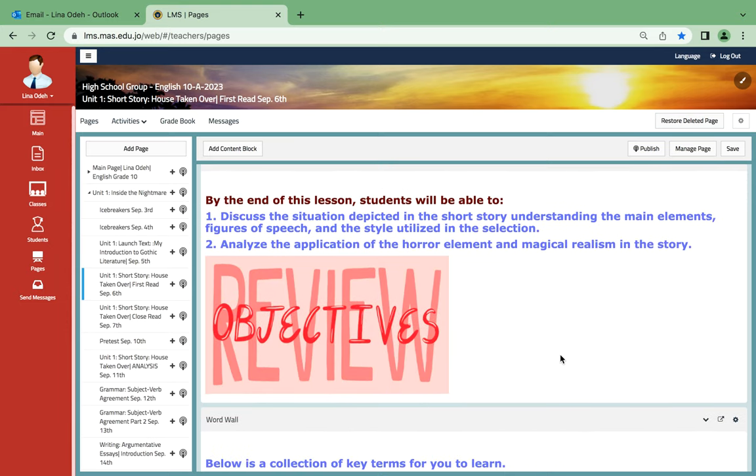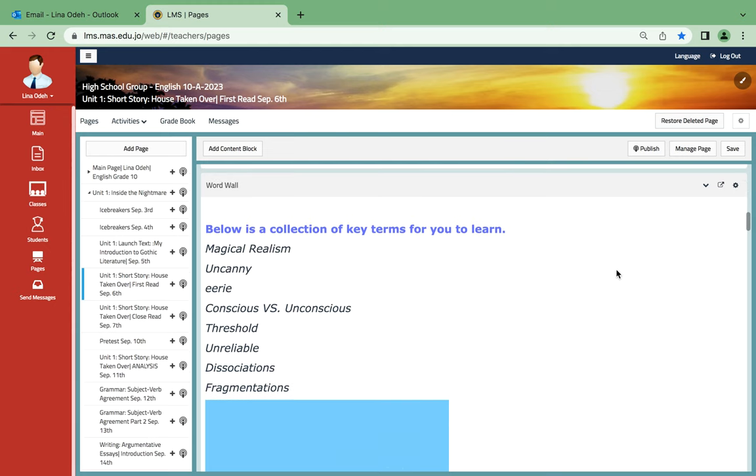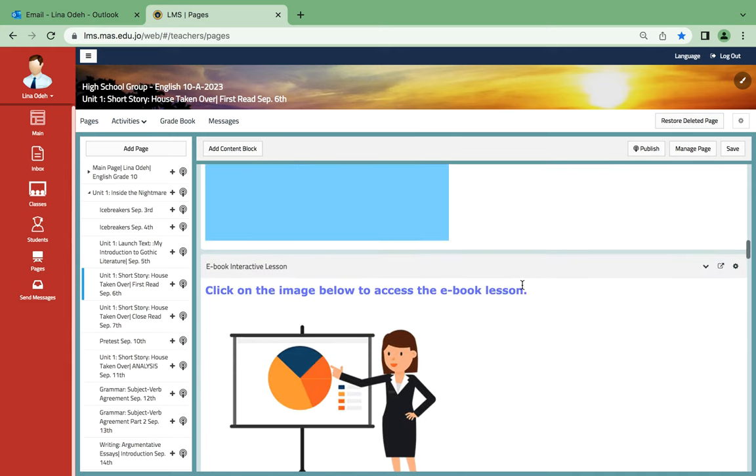So let's start with the objective: discuss the situation depicted in the short story, understanding the main elements, figures of speech, and the style utilized in the selection. Analyze the application of the horror element and the magical realism in the story. The word wall: magical realism, uncanny, eerie, conscious versus unconscious, threshold, unreliable, dissociations, fragmentations.